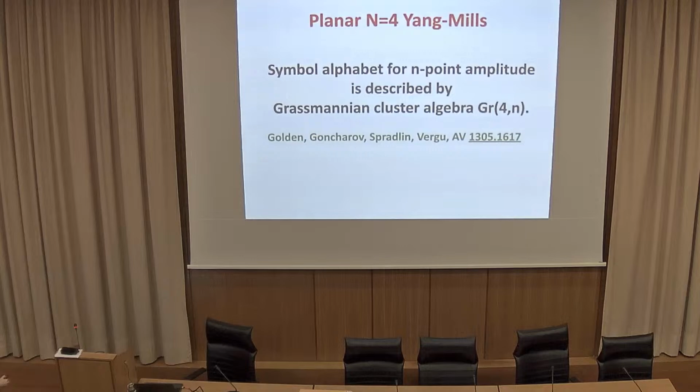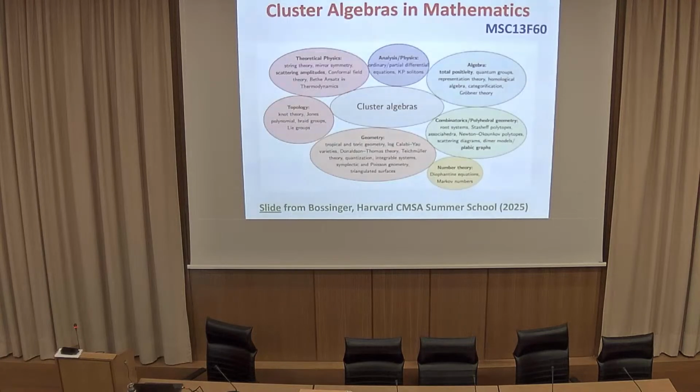Okay, and for that, let's step back to the supersymmetric theory. This has been known for N=4 Super-Yang-Mills theory for a long time, that these alphabets, which again I'm not drawing, are described by something called cluster algebras. Now let me just have one slide on what cluster algebras are. Cluster algebras is a subfield of mathematics. It even has its own mathematical identification number, which is written here. They were invented by Fomin and Zelevinsky in 2000. So this is a subject about 25 years old.